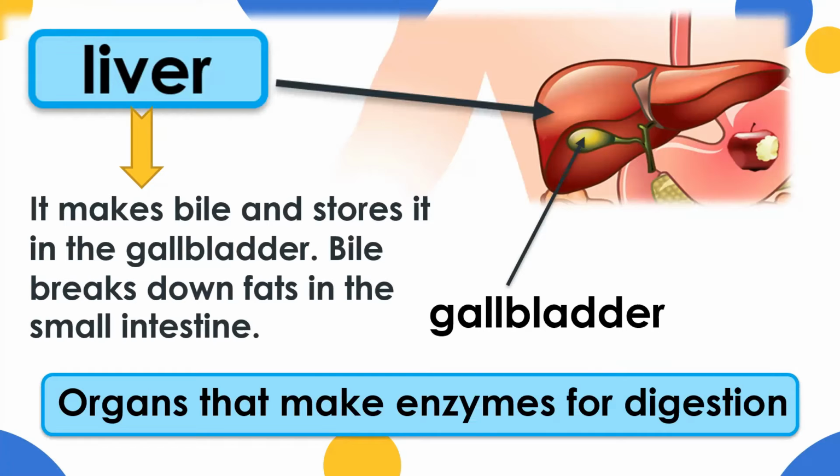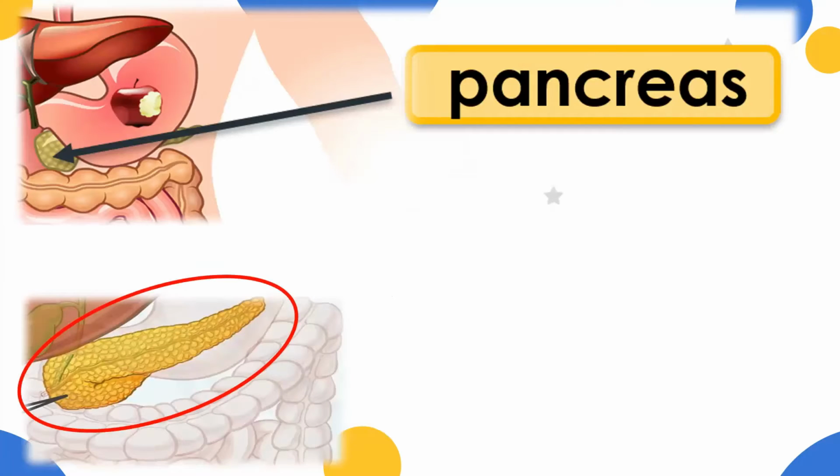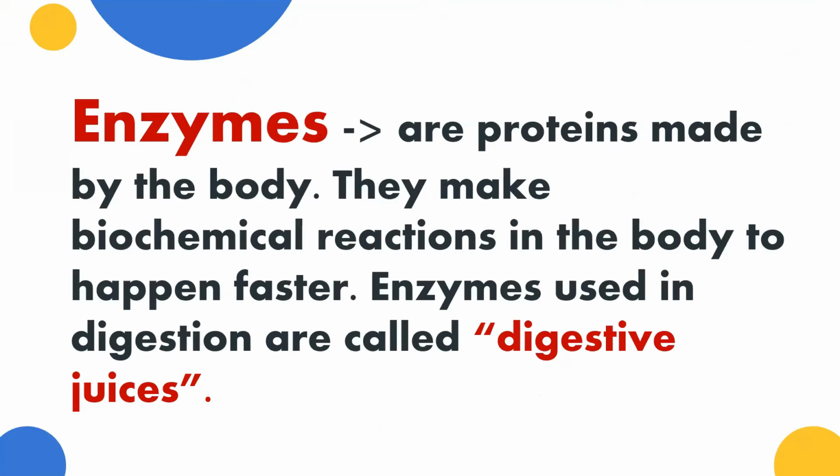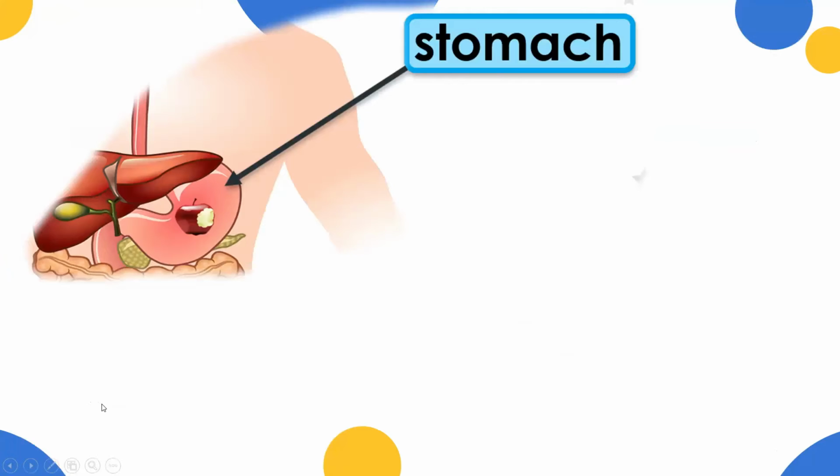Okay? Next, another organ that makes enzymes for digestion is the pancreas. The yellow one here is the pancreas. It makes enzymes to break down nutrients, especially carbohydrates, fats, and proteins. These enzymes mix with bile and enter the first part of the small intestine to help with digestion. Okay, let's proceed. When we say enzymes, these are proteins made by the body. They make biochemical reactions in the body happen faster, such as the breakdown of food. So enzymes used in digestion are called digestive juices.